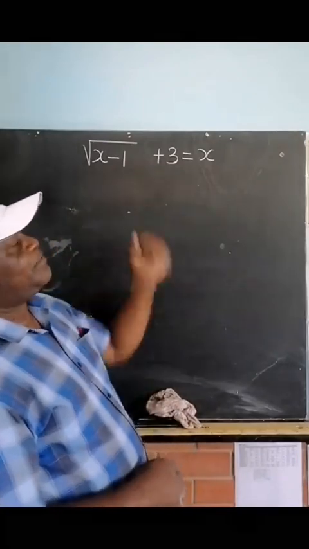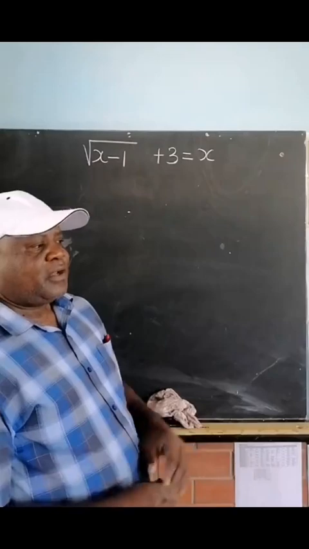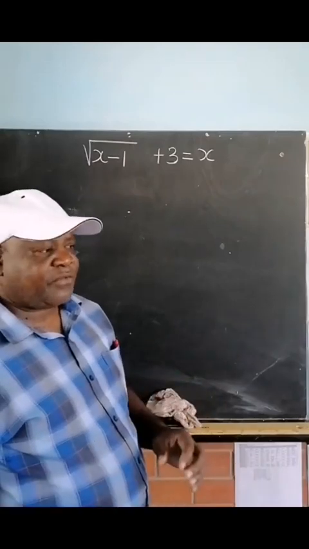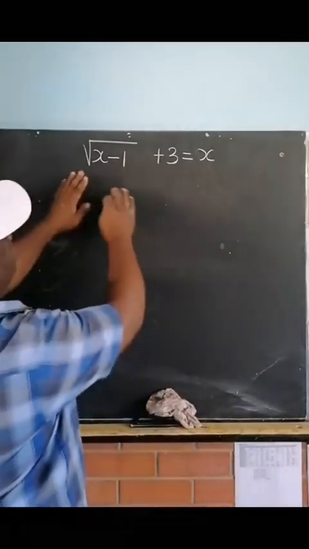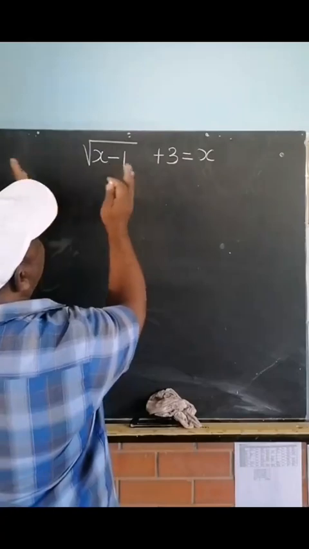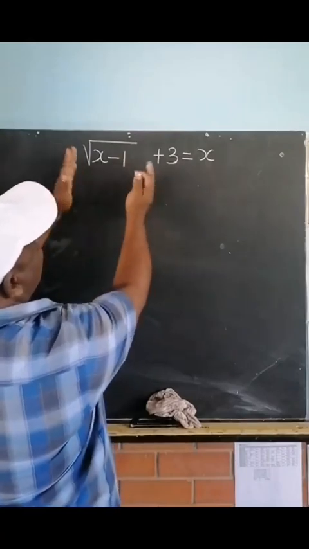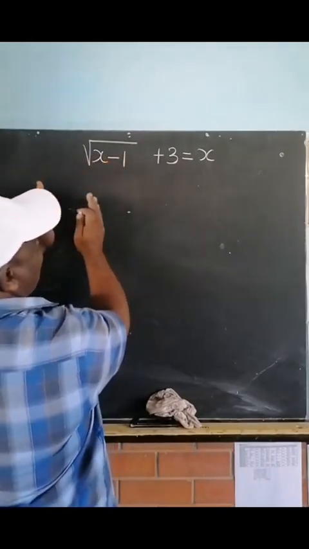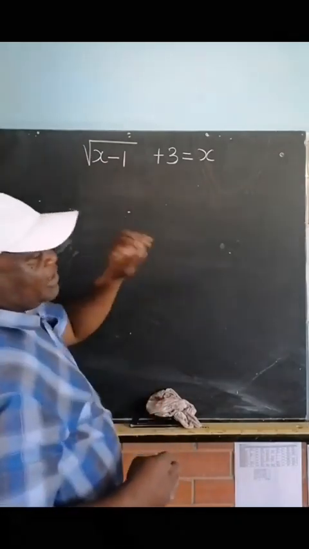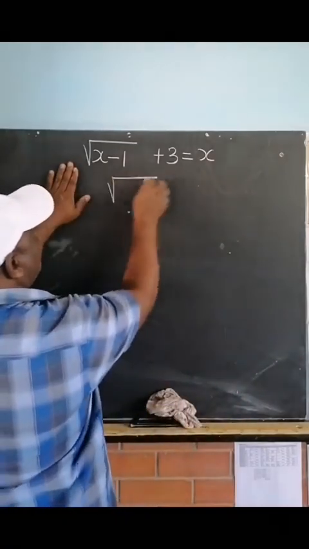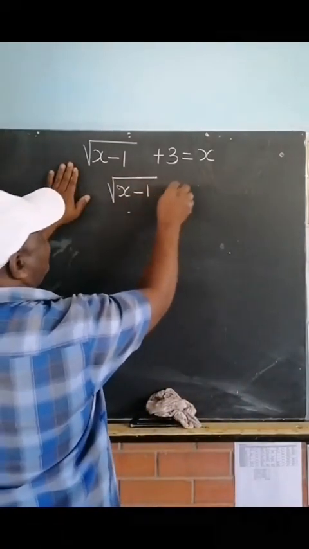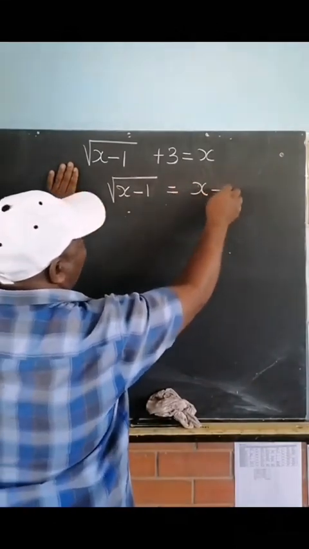Such a question comes. Let us look at what we must be very careful about in order to collect all the marks. So the first thing that we do is identify the square root, where it is. Leave the square root sign on one side. Take everything else that is not under the square root sign to the other side. So I'm going to get the square root of x minus 1 is equal to x minus 3.